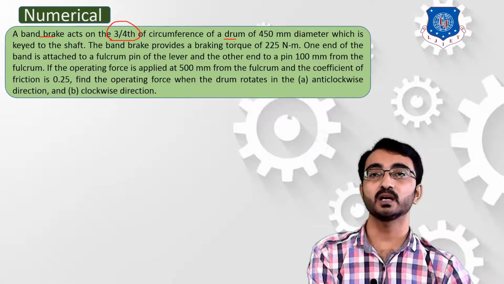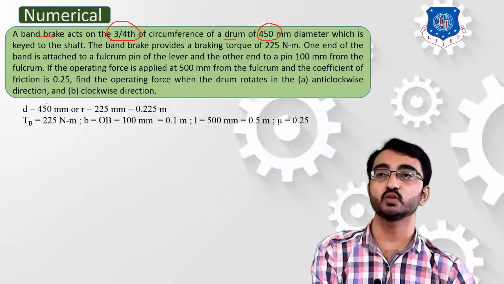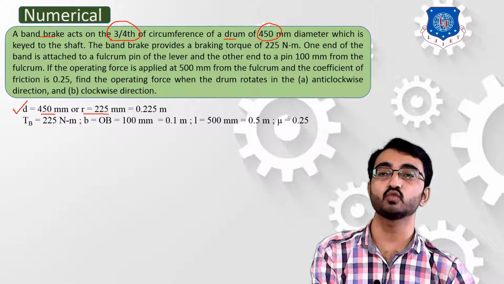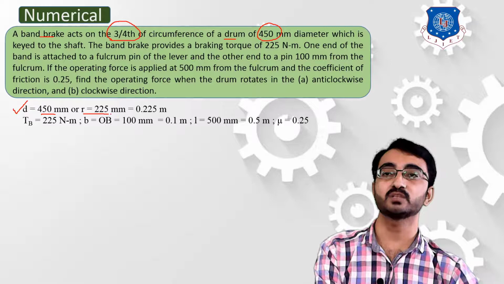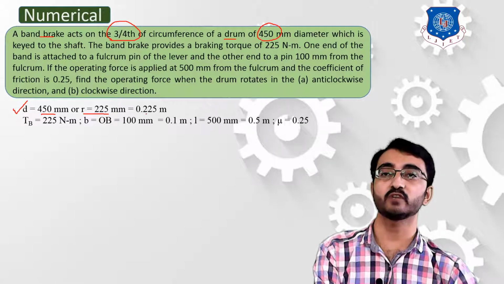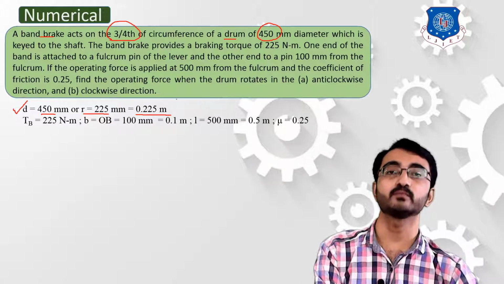Then the drum of 450 mm. Over here they have given the diameter of the drum, that is 450 mm. So you can list out the first data, that is d is equal to 450 mm. From that you can calculate the radius, which is equal to 225 mm. If you consider this value in meters, then we simply divide it by 1000. So your final radius is equal to 0.225 meter.